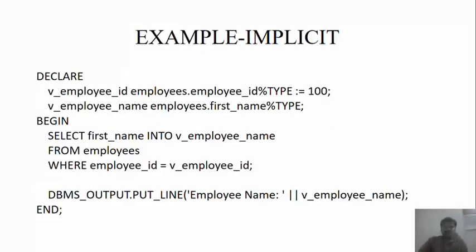See here, declare v_employee_id employees.employee_id%type := 100. So for employee id we are declaring 100. Next, v_employee_name employees.first_name%type, which is the data type. Next begin. Select first_name into v_employee_name from the table called employees where employee_id equal to v_employee_id. So we will be giving one id. If the id matches, it is going to display. Then DBMS_OUTPUT.PUT_LINE employee name equal to v_employee_name. So v_employee_name calls for the first name of the employee with that id.